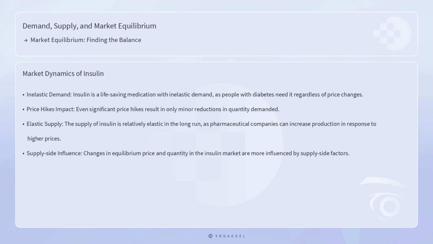Insulin is a life-saving medication with inelastic demand, as people with diabetes need it regardless of price changes. Consequently, even significant price hikes result in only minor reductions in quantity demanded. Conversely, the supply of insulin is relatively elastic in the long run, as pharmaceutical companies can increase production in response to higher prices. Therefore, changes in equilibrium price and quantity in the insulin market are more influenced by supply-side factors.